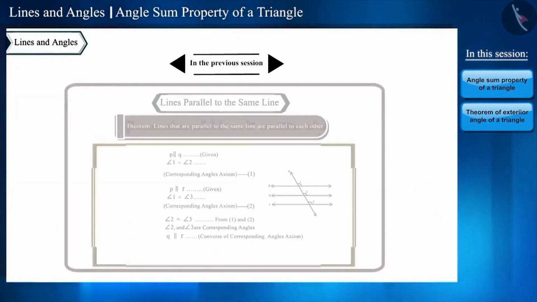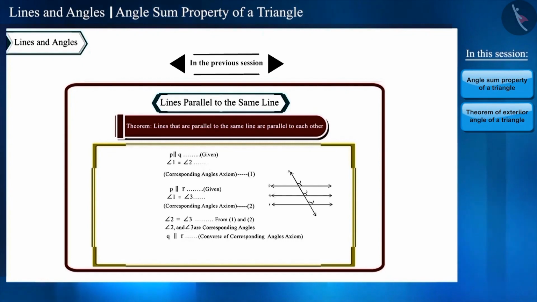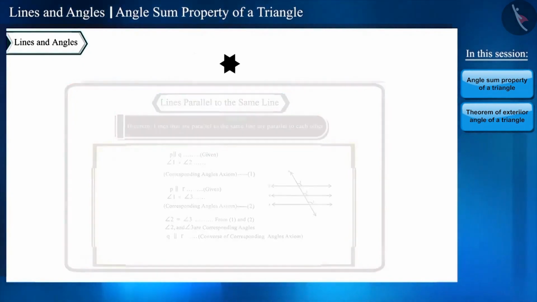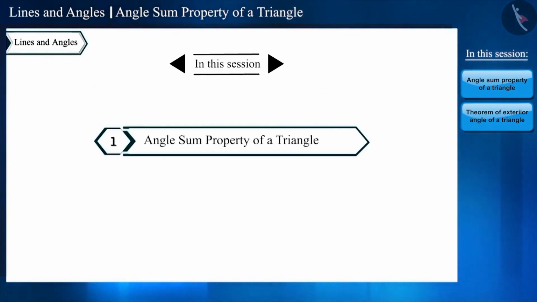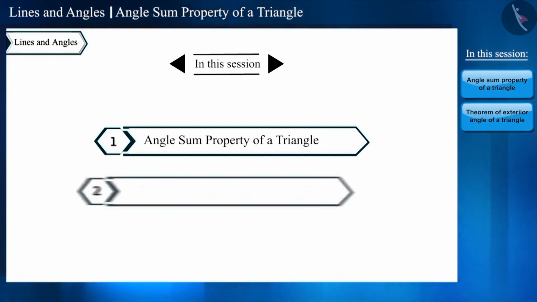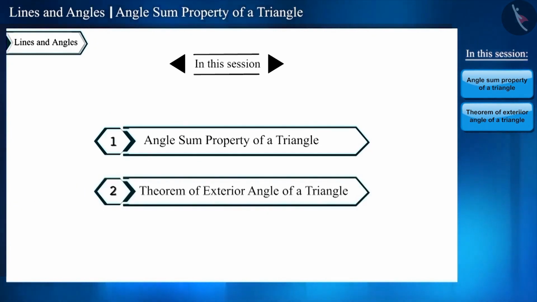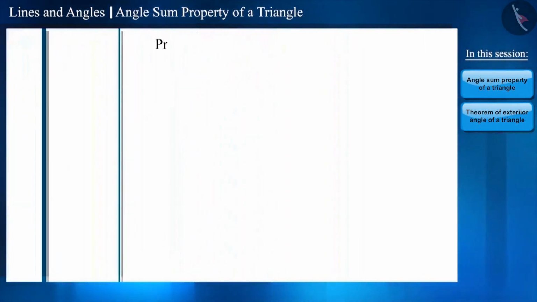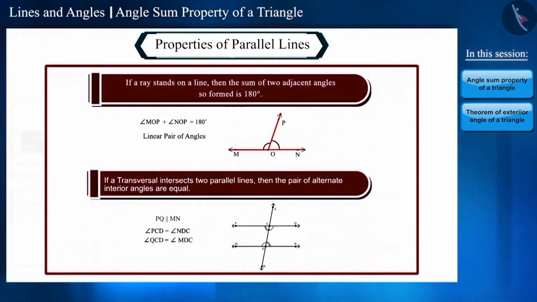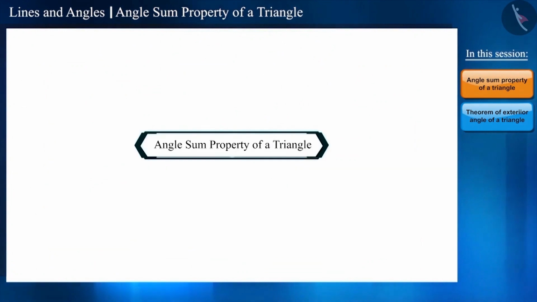In the previous session, we learnt about lines parallel to the same line. In today's video, we will discuss angle sum property of a triangle and theorem of exterior angle of a triangle. We will prove two theorems using the properties of parallel lines. So let's start with the first theorem.